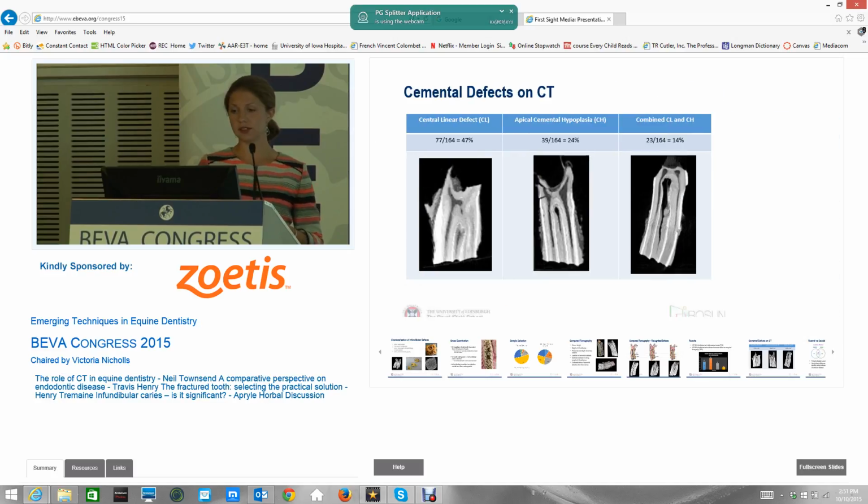As far as central linear defects were concerned, they were the most common defect that you would find, then cemental hypoplasia, and then combined sort of linear defects with this hypoplasia at the apex.